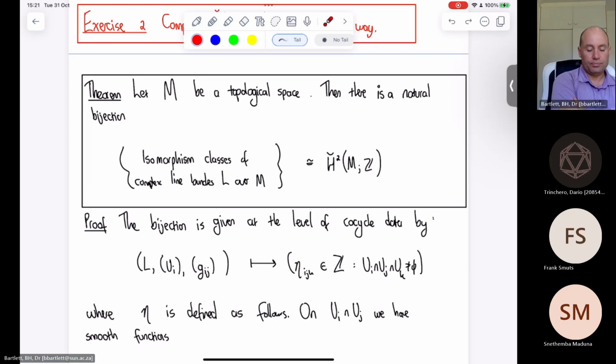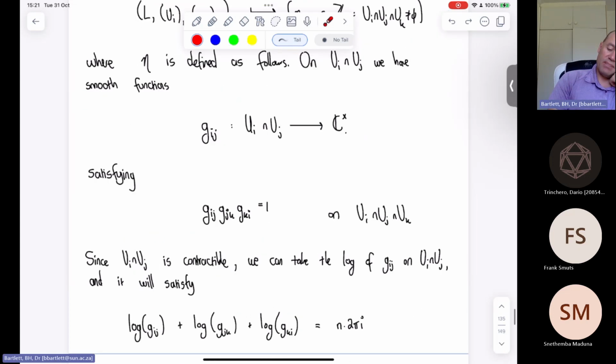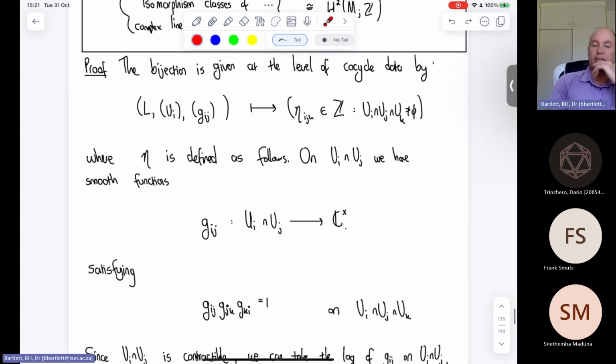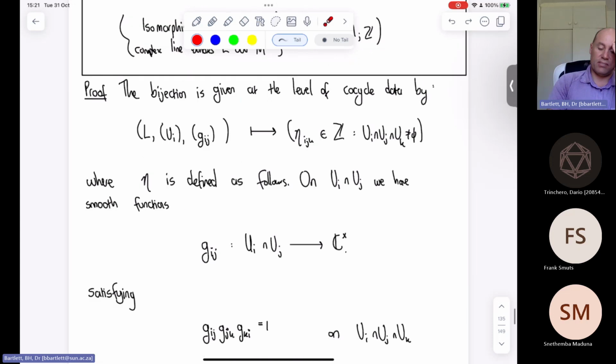Excuse me. Okay. This is a classification of complex line bundles, not of real line bundles. So I'm talking about the complexification of that real line bundle that I wrote down earlier. The complexification is trivial as a complex line bundle.